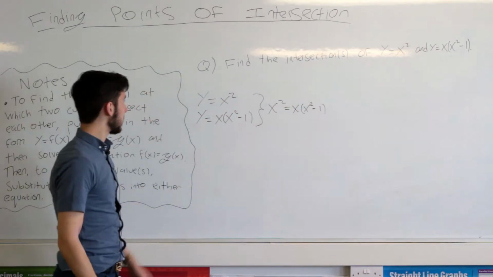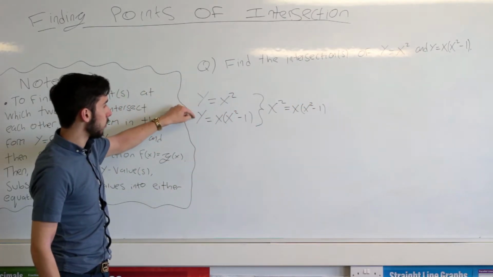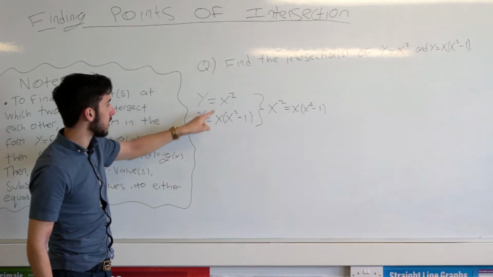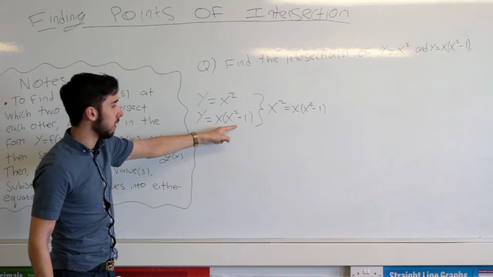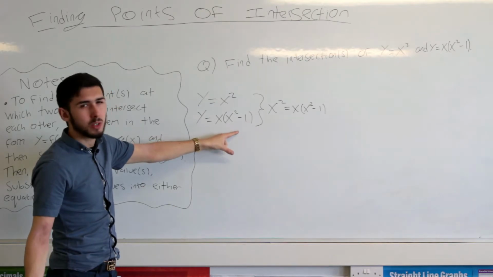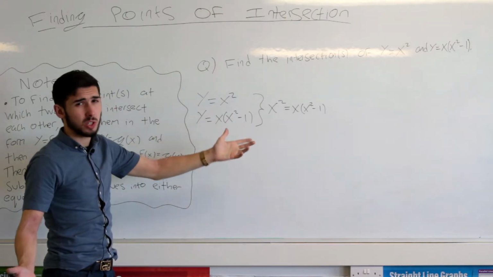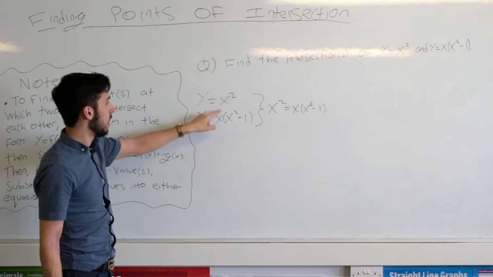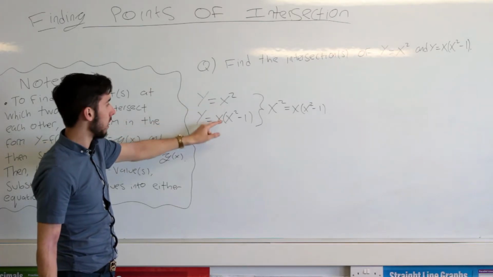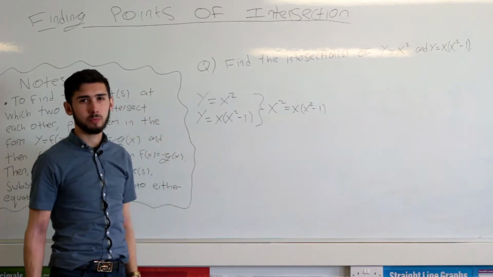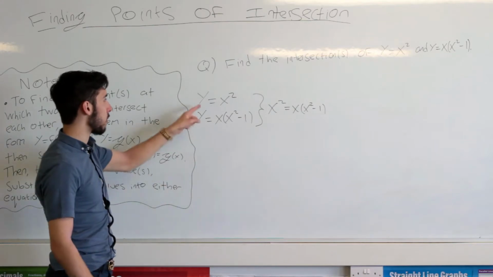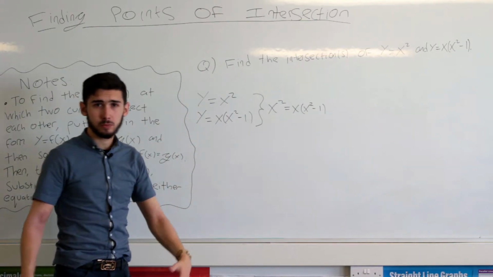Why? Because these are both equal to y, which means if y equals x squared and y equals x times x squared minus 1, then naturally you have to assume or deduce, it's not even an assumption, it's a deduction, that x squared must equal x times x squared minus 1. They must be equal to each other because they're both equal to the same thing, okay?